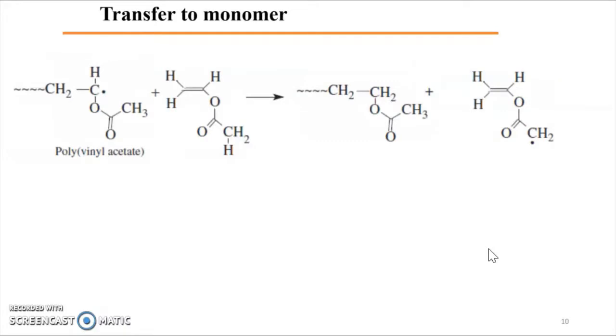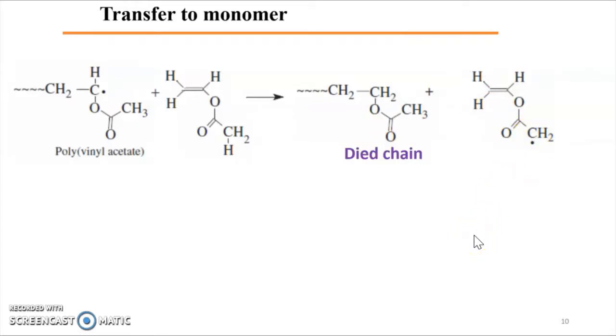The second transfer could take place to monomers. So if I consider here the case of acrylates, more specifically polyvinyl acetate, here I have the substituent. I have the propagating active chain, and I have my monomer. If this radical takes one hydrogen from this monomer, surely it will take the most labile hydrogen. So here the radical will take the hydrogen on the methyl group, and I will have formation of a dead chain, and formation of a new radical in the medium.